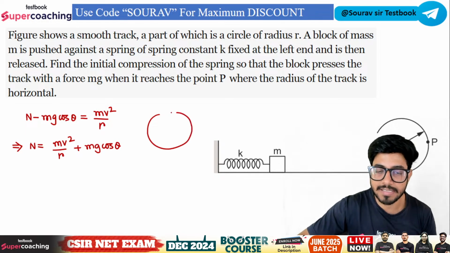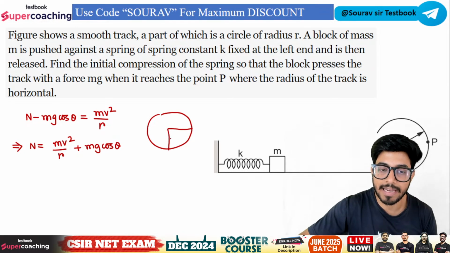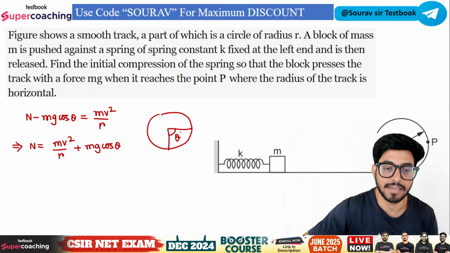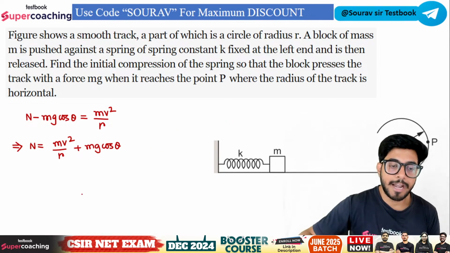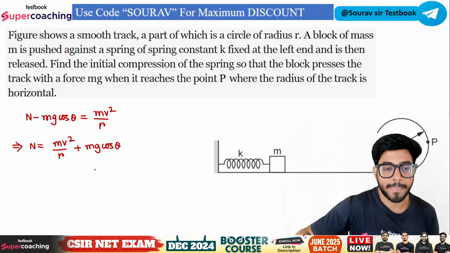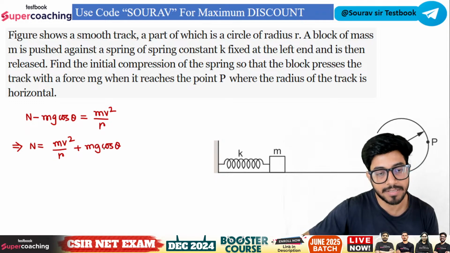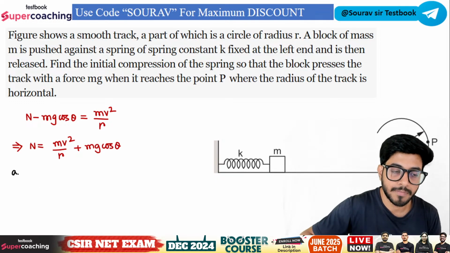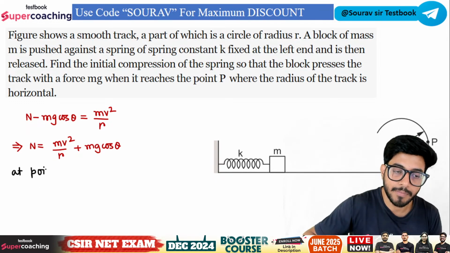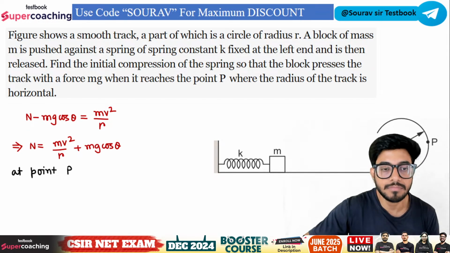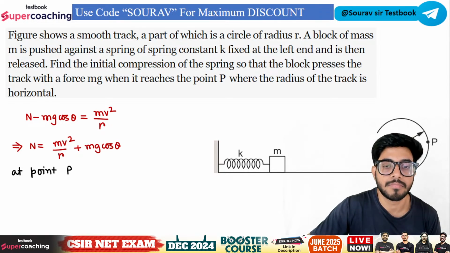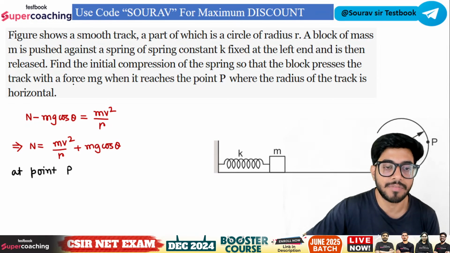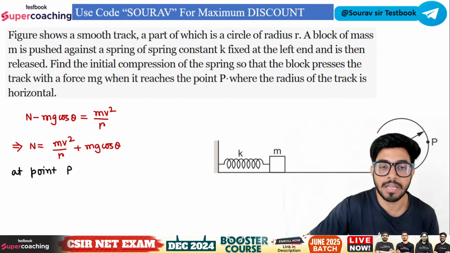Now this is the vertical circle. When the radius is horizontal, this angle theta is 90 degrees. At point P, theta is 90, so cos 90 is 0. Now at point P, we need to find the initial compression of the spring so that the block presses the track with a force mg when it reaches the point P.